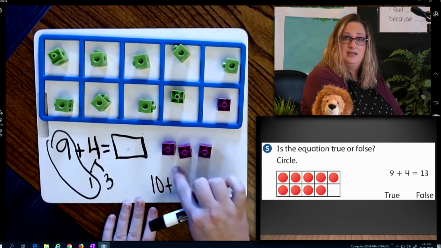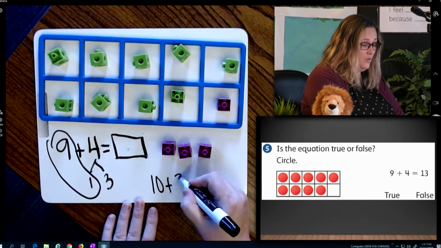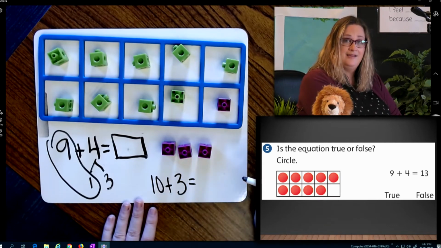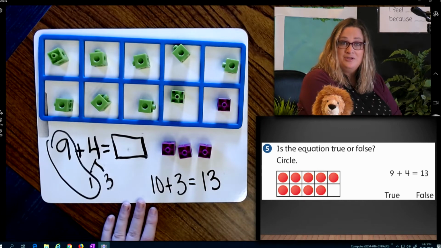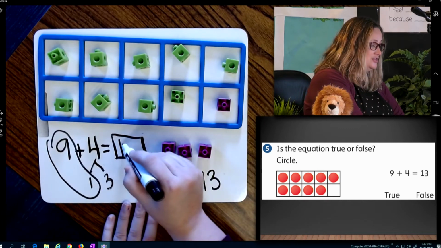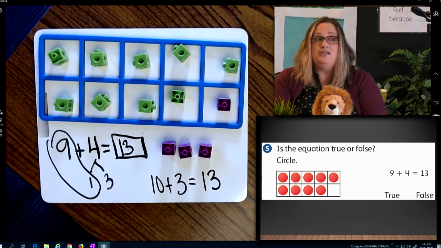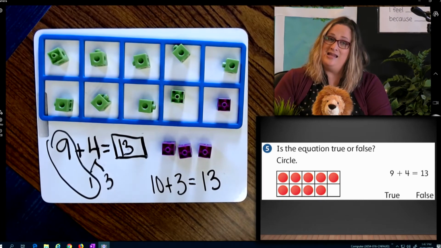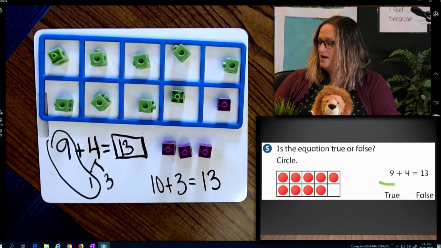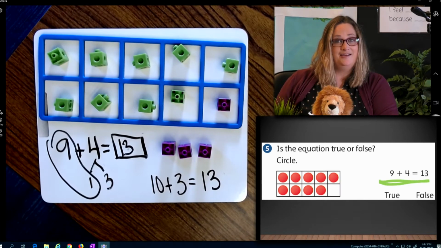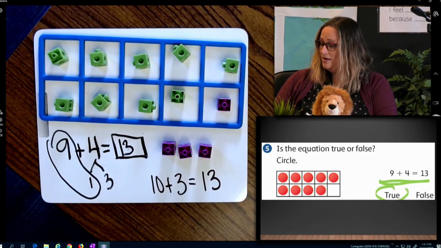plus 3. What is 10 plus 3? 13. 9 plus 4 equals 13. Is the equation ding, ding, ding, or meh, meh? This one right here. 9 plus 4 equals 13. It's true.